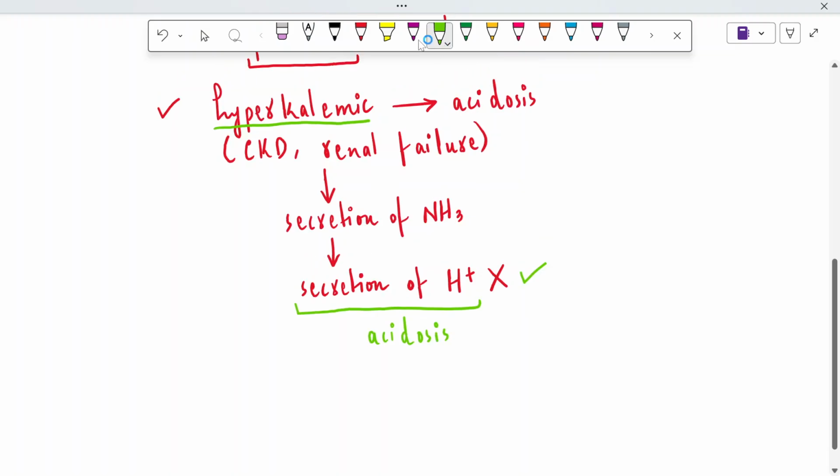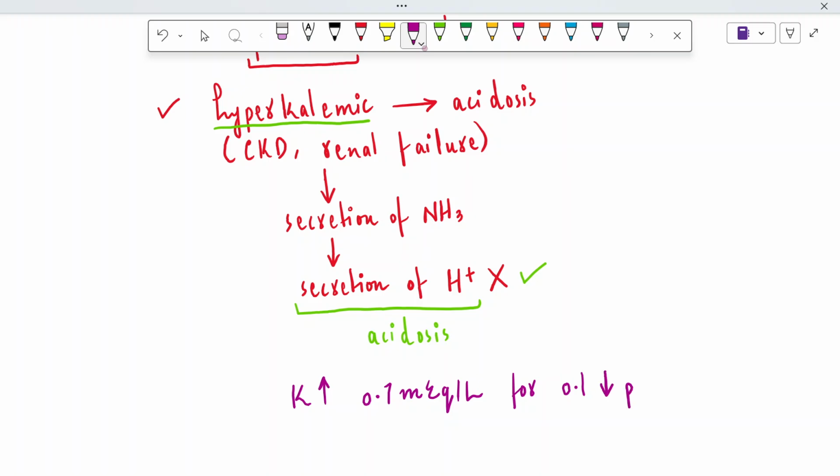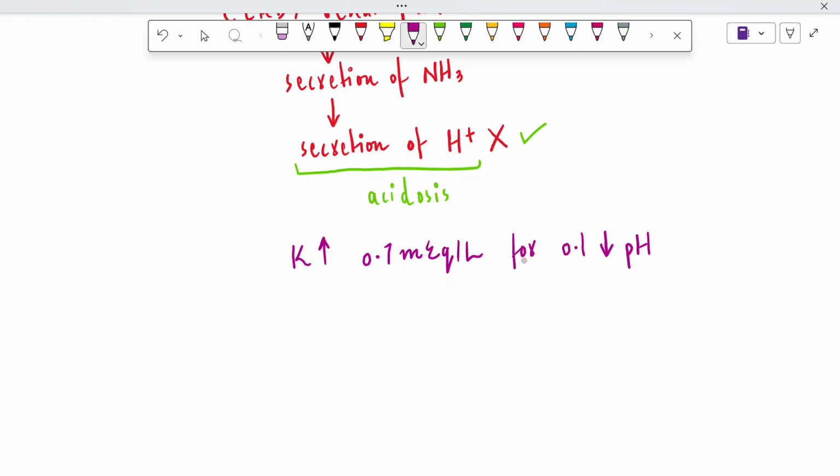Studies have shown that potassium increases by approximately 0.7 milliequivalents per liter for every 0.1 drop in the pH. Because I have said that a decrease in pH will increase the potassium, so that's the relation we have. 0.7 will increase when a 0.1 decrease in the pH occurs.